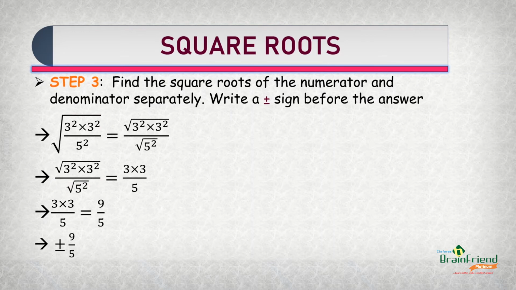Now we find the square roots of the numerator and the denominator separately, and we write a plus or minus sign before the answer. Now, since square root and square are the reverse of each other, the square root here will cancel the squares here to give us 3 multiplied by 3, and the square root here will cancel the square to give us 5. 3 multiplied by 3 is 9, and we have 5. So the square root of 3 whole numbers 6 over 25 will be plus or minus 9 over 5.